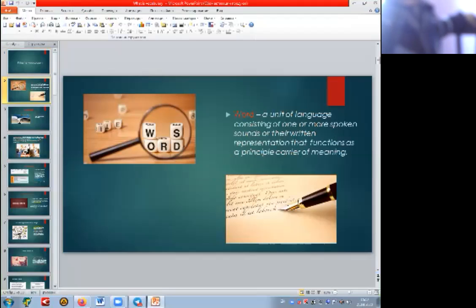What's the word? It's the smallest unit of a language, and it's a meaningful part of our vocabulary stock. And now here you can see: a word is a unit of language consisting of one or more spoken words in the written representation that functions as the principal carrier of meaning. That means a word is the smallest meaningful unit of a language.